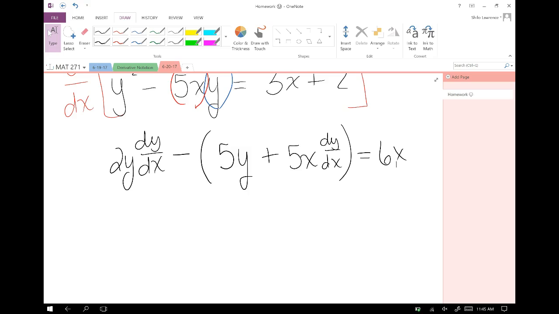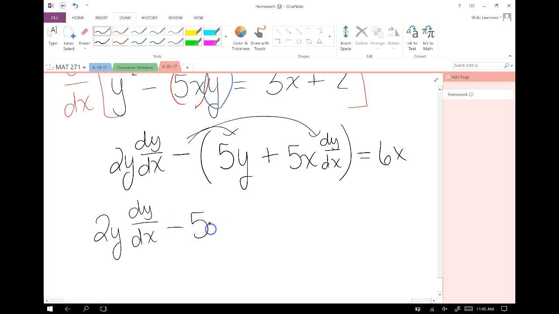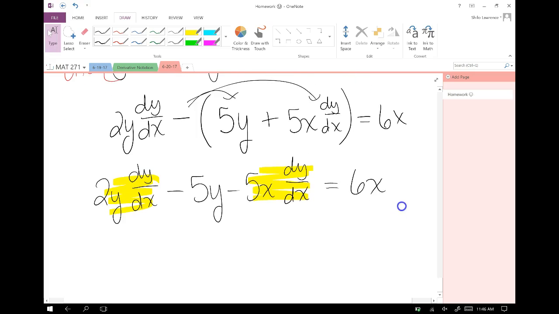So dy dx appears in here twice. So we're going to want to consolidate the terms that have dy dx to the left and the ones that don't to the right. Before I do that, though, I'm going to have to distribute this minus sign. So we've got 2y dy dx. Everything after this point now is just algebra. So I just distributed my minus. 2y dy dx minus 5x dy dx. I'm going to keep these two guys here on the left. But I'm going to add that 5y over to the right.